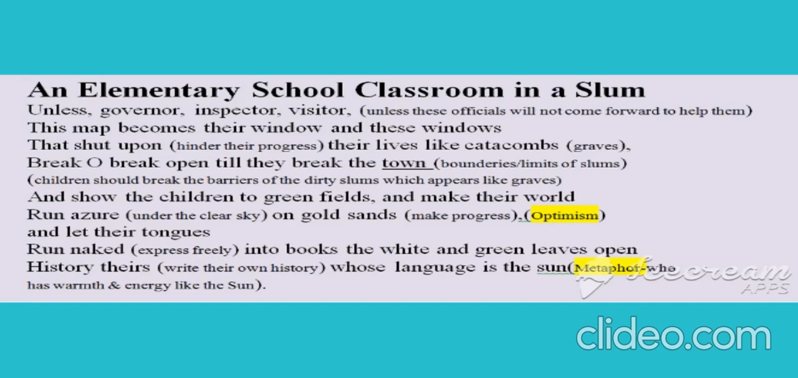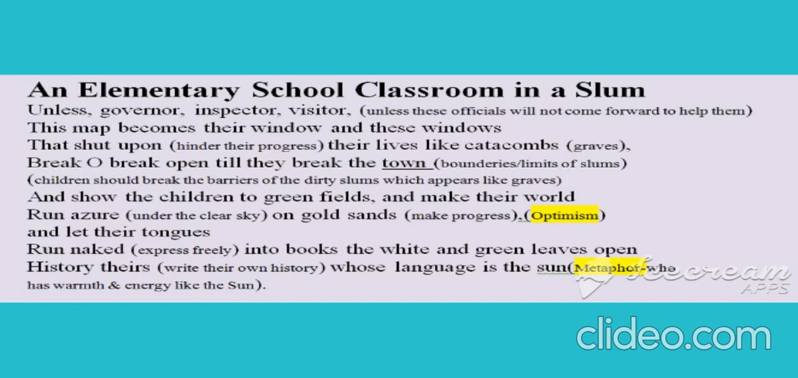And once they come out of those slums, then only their tongues can run naked. Run naked means they can express their thoughts in the form of books. The white and green leaves open history. History will be written by them if they come out of those slum areas, if they are helped by the governors, inspectors, visitors. So their tongues can also run naked, can also express freely, and they can write their own history.